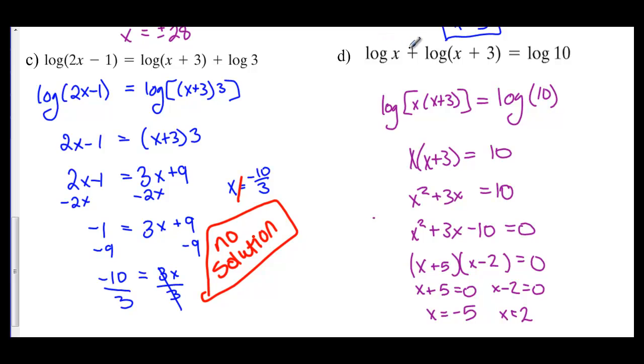We need to go back to the original equation and double check. So if we do log of negative 5, right away that is not going to work. Log of, let's see, if we do a 2, so log of 2, that's a positive. And log of 2 plus 3, that's going to be 5, which is also a positive. So that x equals 2 does work.